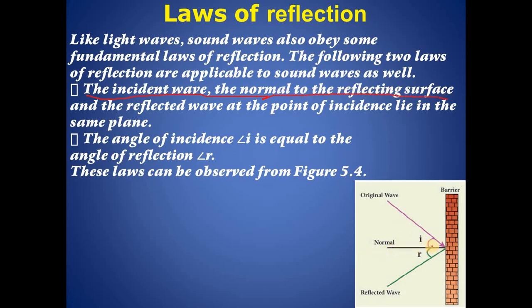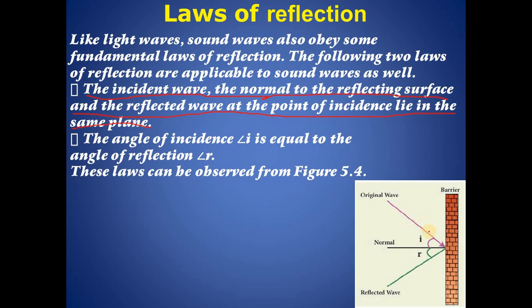Here this is the normal line drawn from the barrier, this rigid wall. Normal means perpendicular direction between the wall and the line. So the incident wave, the normal to the reflecting surface, and the reflected wave at the point of incidence lie in the same plane. Here this is the incident wave, this is the reflected wave. Both the waves are lying in the same plane.